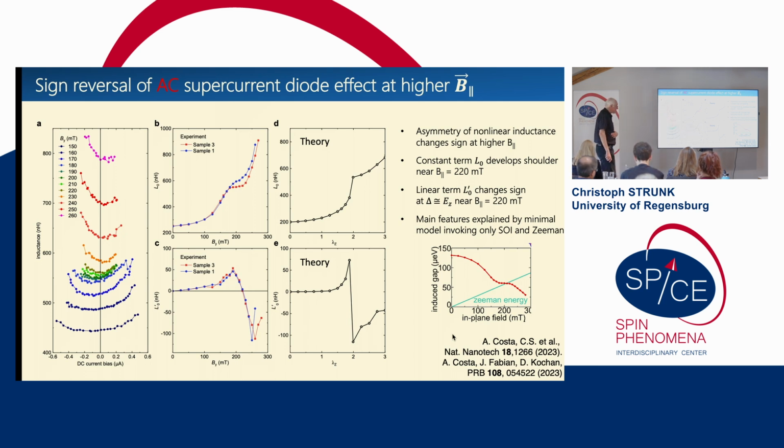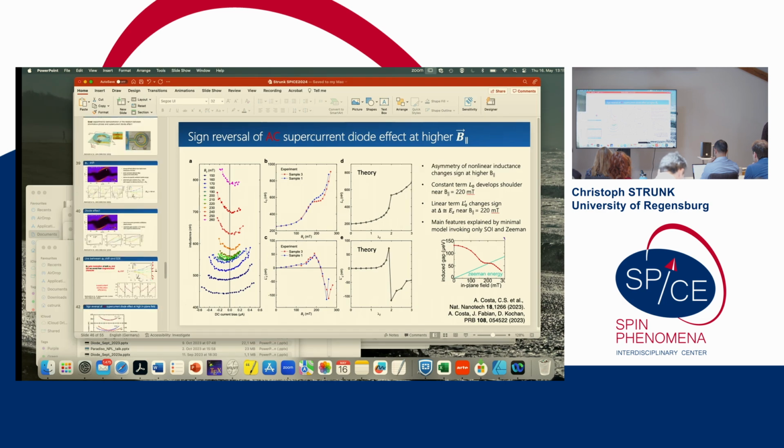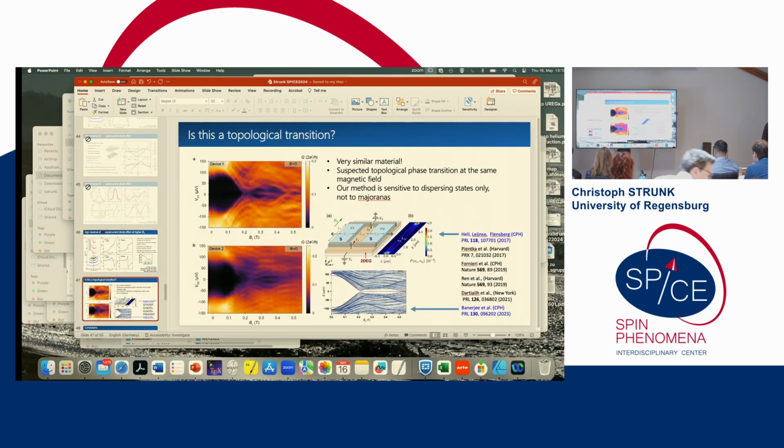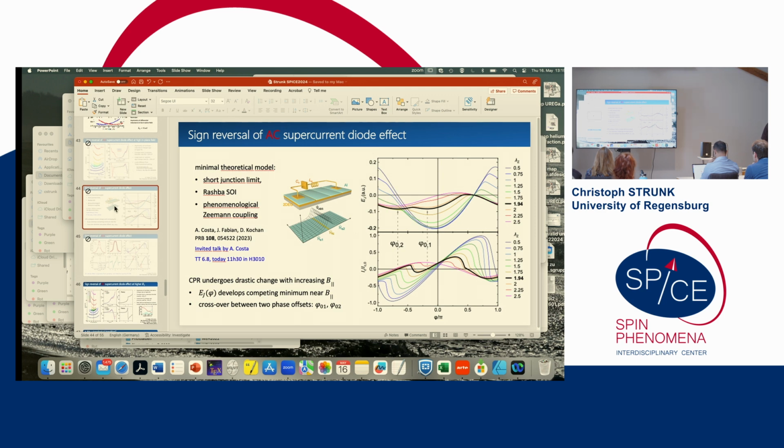And this effect has actually been analyzed by our theory colleagues, who found that in a minimal model, which contains only the Rashba and the Zeeman interaction, this can reproduce both the shoulder that you see here in the absolute value of the inductance and the sign change in the slope. So, since I have a bit more time, let me show this.